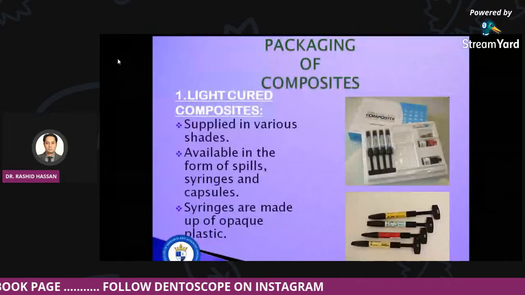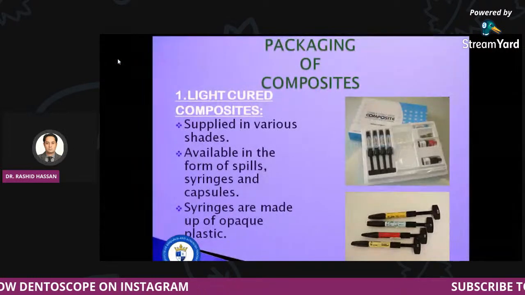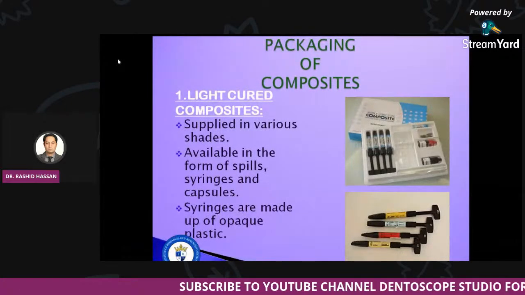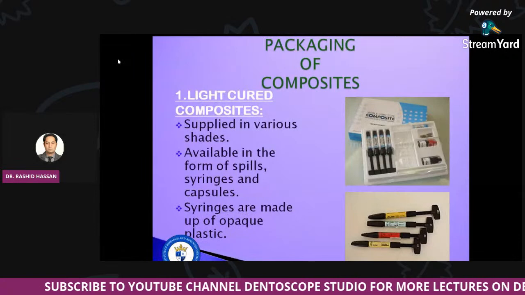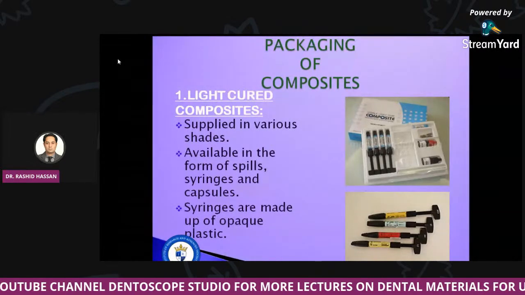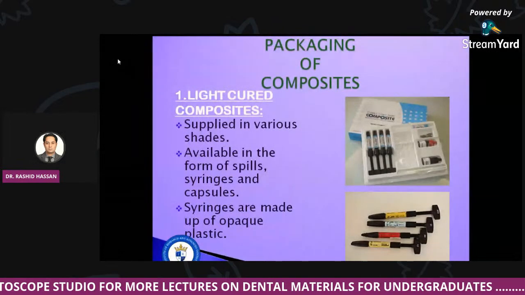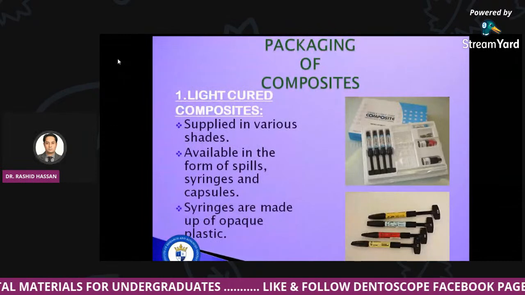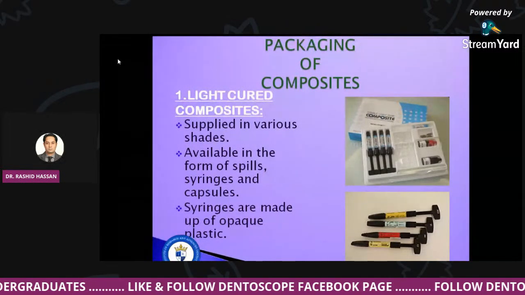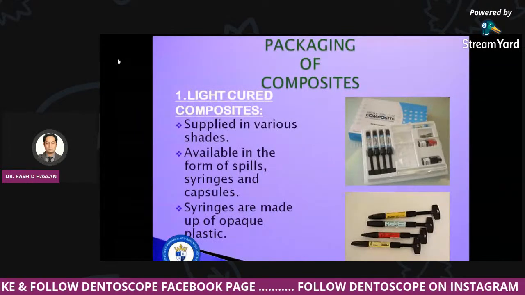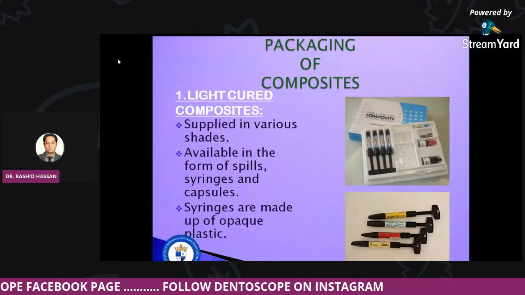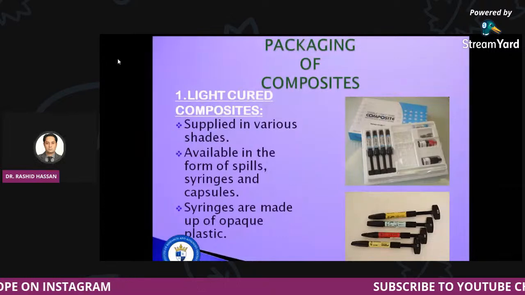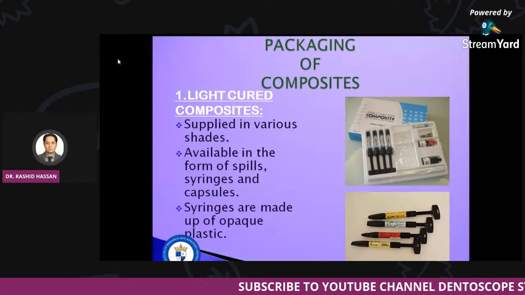Then different types of packaging in the dental composite. Light cured dental composites are supplied in different shades. You will see different shades of the dental composite, and you can match it with the existing tooth of the patient, and then you can use the specific shade so that you give an aesthetic look to the restoration. They are available in the form of syringes and capsules. Most commonly, they are available in the form of these syringes, which are darker in color.